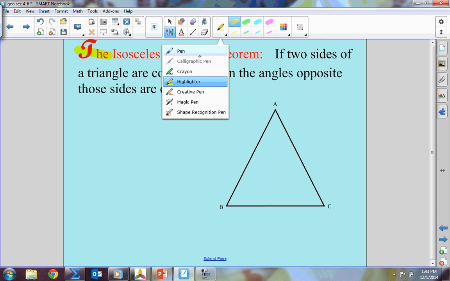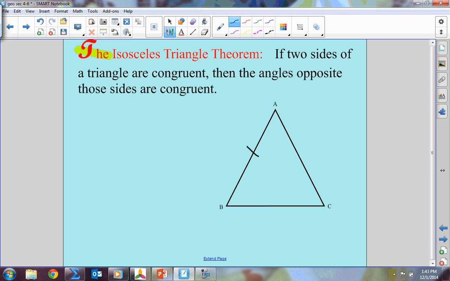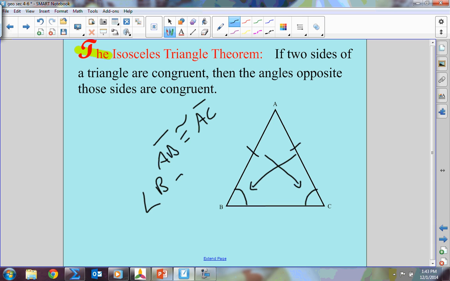So what we're saying is if this side is the same as this side, then the angles opposite those congruent sides are congruent. So if AB is congruent to AC, that would mean then angle B is congruent to angle C. So this is really good SAT stuff that you guys will want to remember: when you have an isosceles triangle, the angles opposite the congruent sides are congruent.